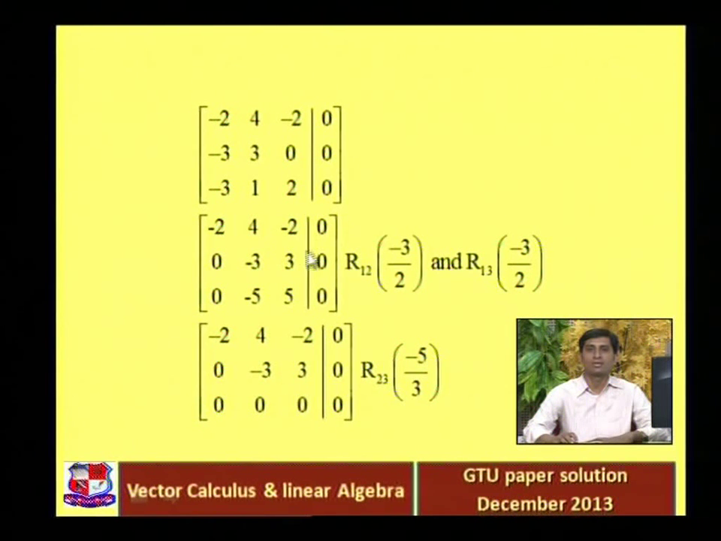Minus 2, 4, minus 2, 0, then 0, this minus 3 plus minus 2 into minus 3 by 2, so that will cancel out, the 2 will cancel out, so you will get 0 here.